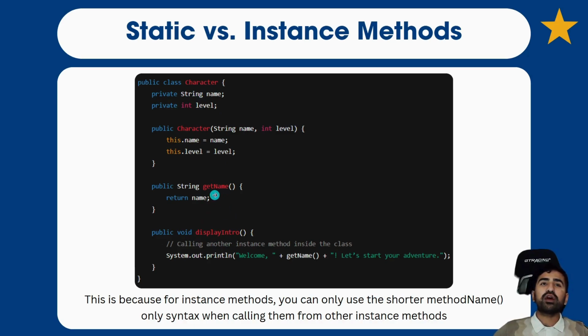So I can assume that when you call getName from displayIntro, you're referring to the same character we're working with. All this other stuff, the constructor, we're going to go over in the next lesson, not this lesson, so don't worry about it. I just wanted to explain the syntax of instance methods. You can use the shorthand as long as you're using an instance method inside another instance method. Another asterisk: they have to be in the same class, of course. We're always talking about the same class here when we're doing the shorthand.